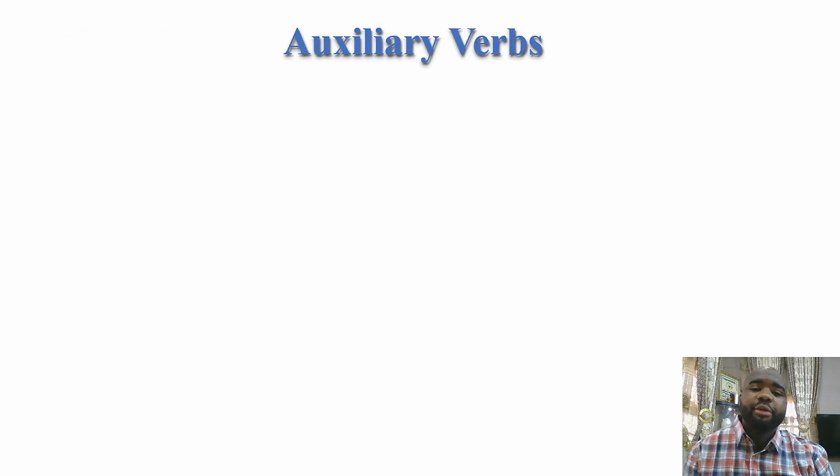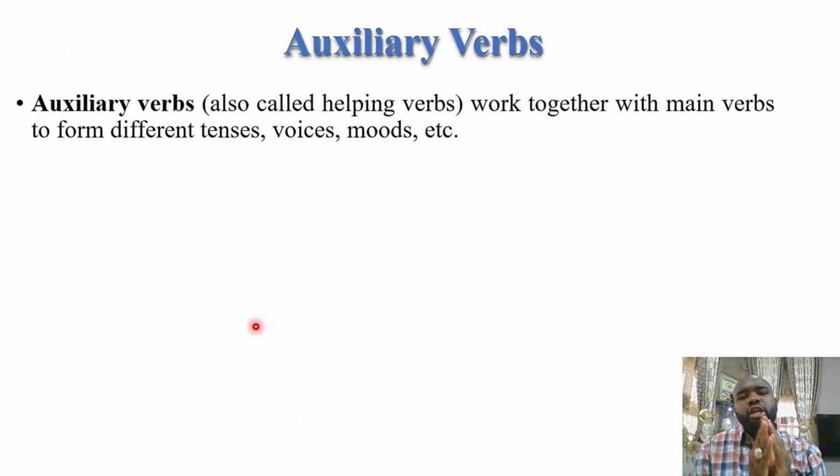Now, auxiliary verbs. Auxiliary verbs are also called helping verbs. They work hand in hand with the main verbs to perform different tenses, voices, or modes. Here you're going to see that we have the same set of examples as in linking verbs, but the usage differs. How you use linking verbs differs from the way you use them as auxiliary verbs.